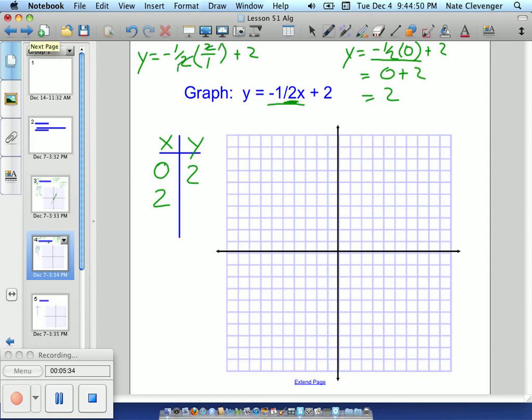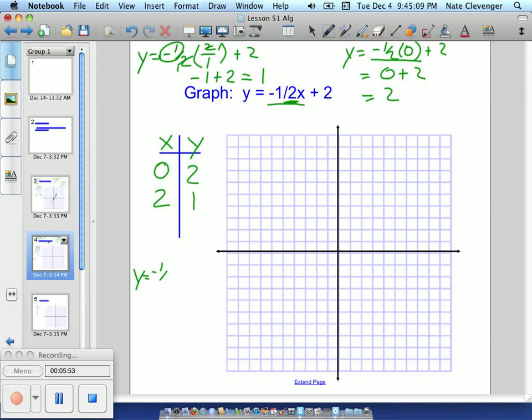Then that gives me negative 1 times 1 is negative 1, plus 2 equals 1. Just try to work through that arithmetic there. And if 2 works, then negative 2 would also be a good one to try. And I'm going to do that down here at the bottom.